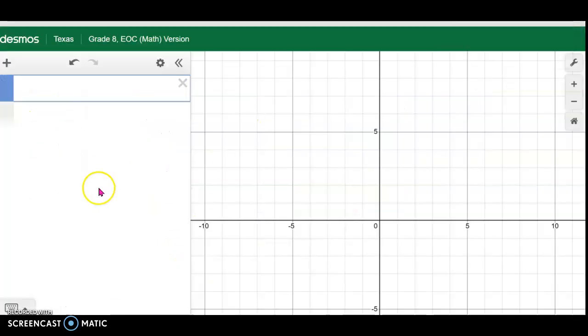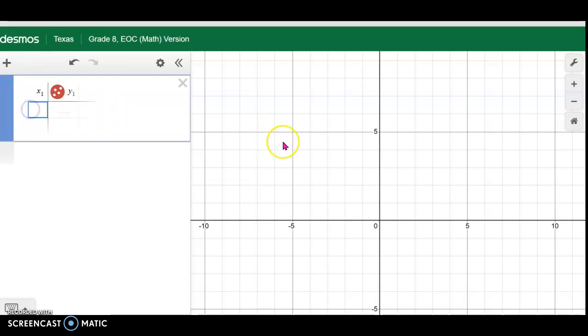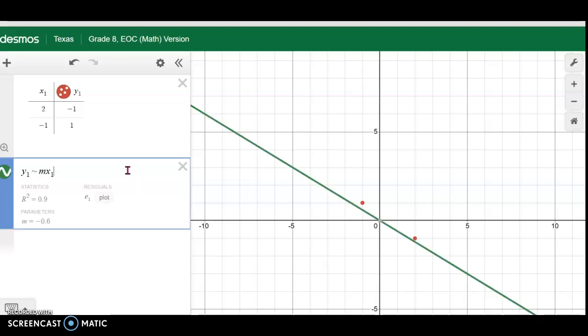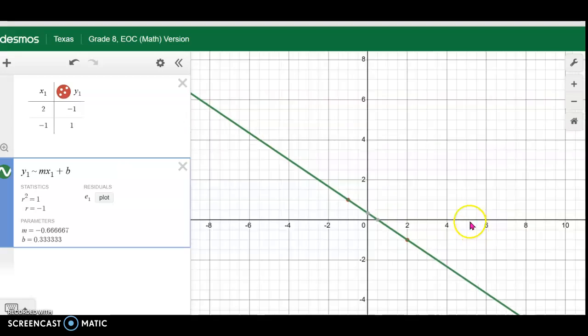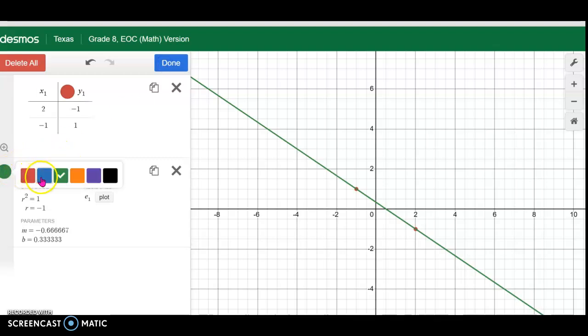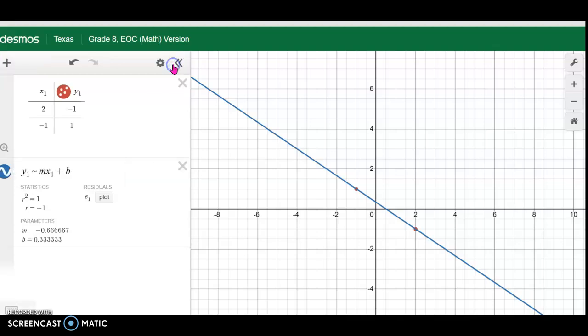Okay, now we are going to add a table. We're going to add our first table. I'm doing the blue line. 2, -1 was one of the points, and -1, 1. And then we type our equation that goes with it. y1 tilde mx1 plus b. And make sure that when you look at this line, does it match with what you see on your paper? Is this the correct line? And it's blue on my paper, so I'm actually going to change it so that it's not green, it's blue. Because then now it'll look like what it looks like for me, blue.